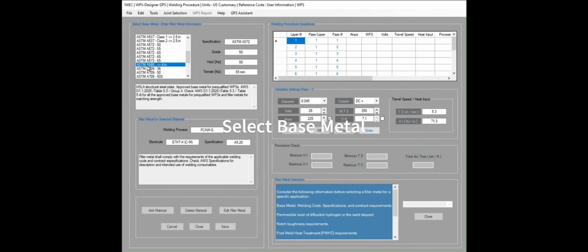Base metal is specified by the engineer based on suitability for the intended purpose. All base metals approved by welding codes are weldable. Some base metals require special welding materials and welding procedures.